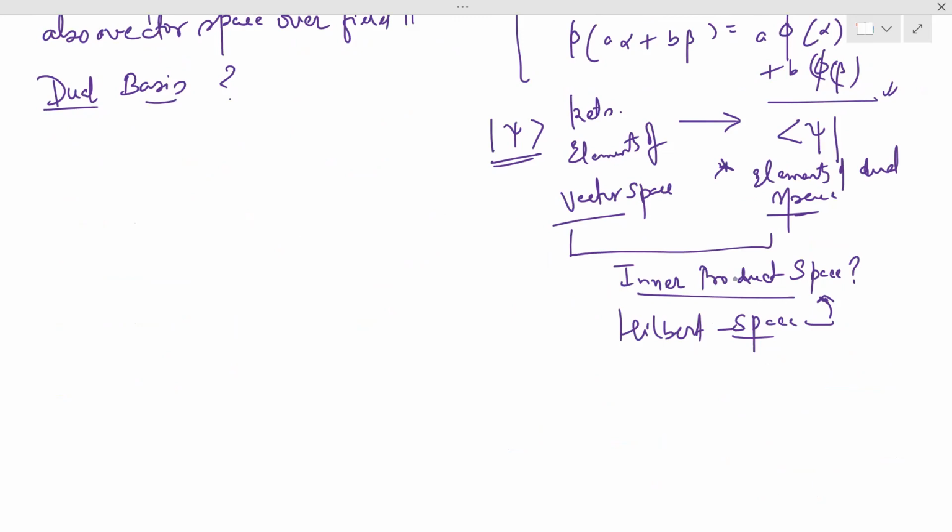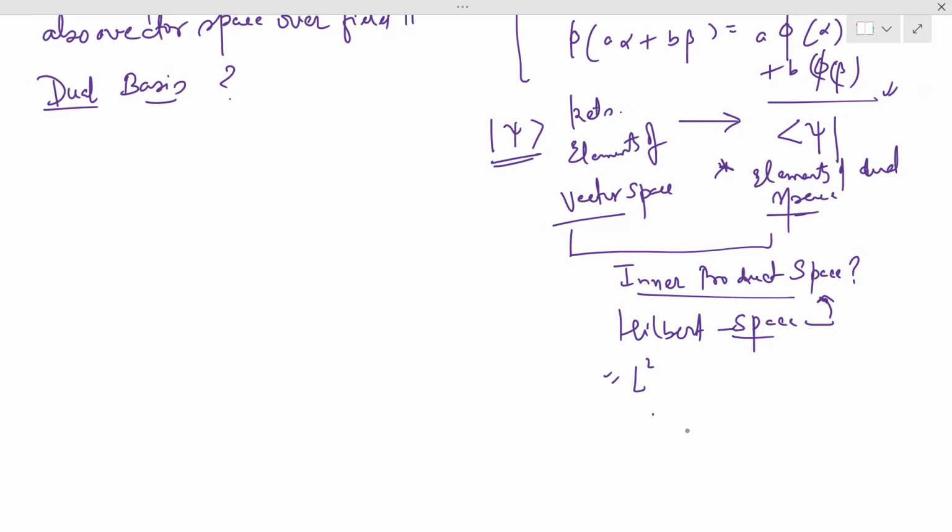More specifically, we are interested in those Hilbert spaces, let's say L square. What is L square? These are the set of all square integrable functions. Why are we interested in this space? Because if your function is not square integrable, then you will not be able to define the probability, right?